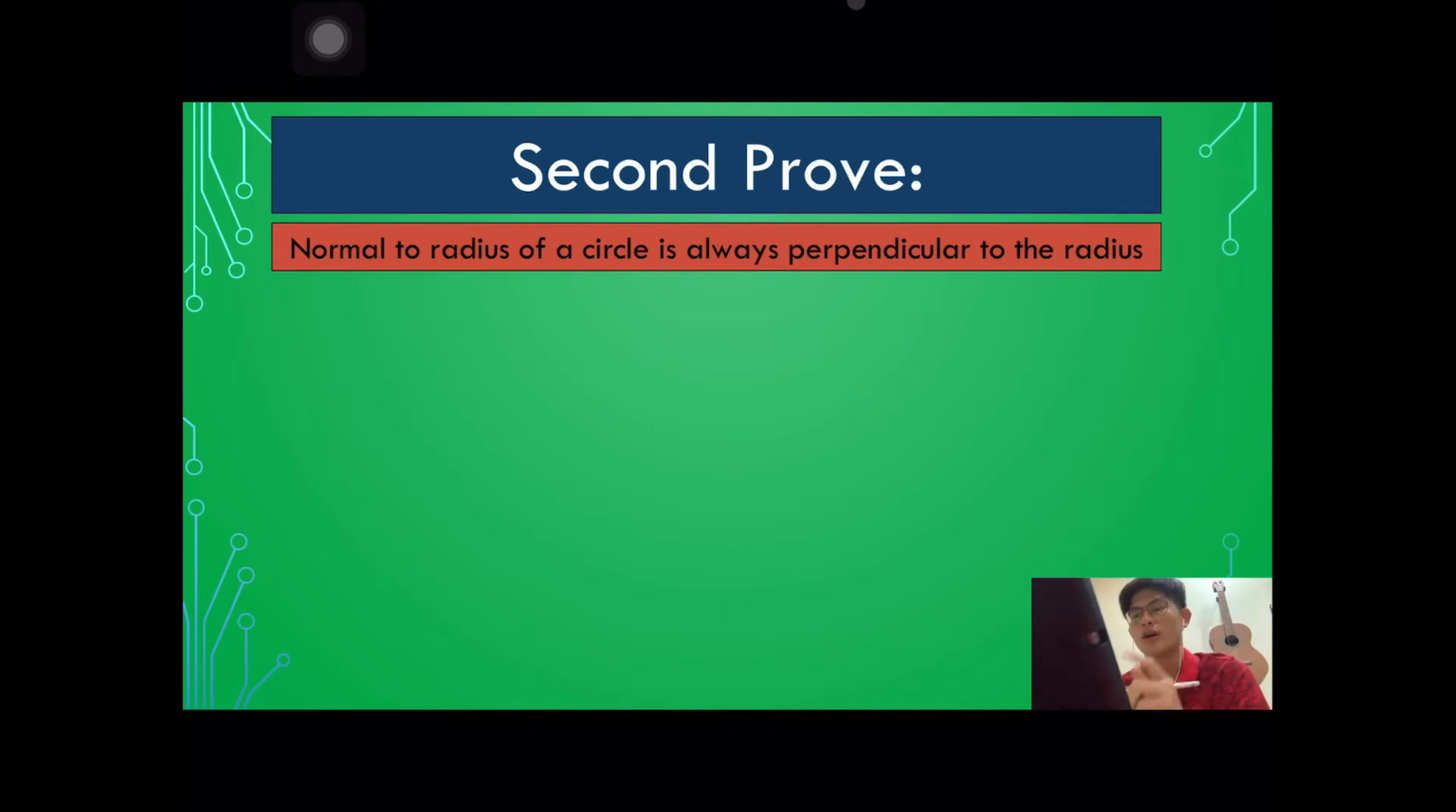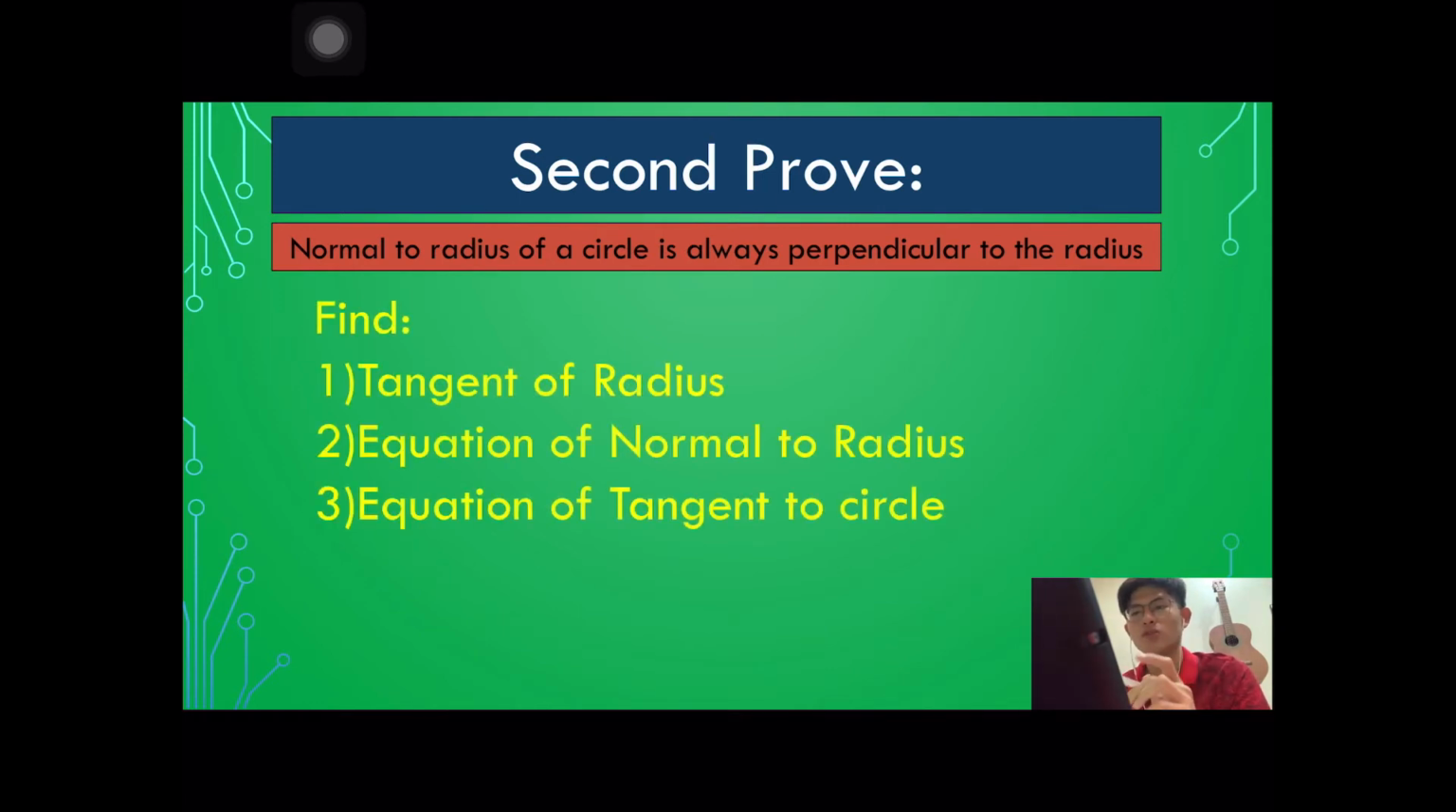So in this second way of proving, we are going to find three things. First will be the tangent of a radius, and with this tangent found, we are going to use it to form the equation of normal to the radius. And then lastly, we are going to find the equation of tangent to a circle.